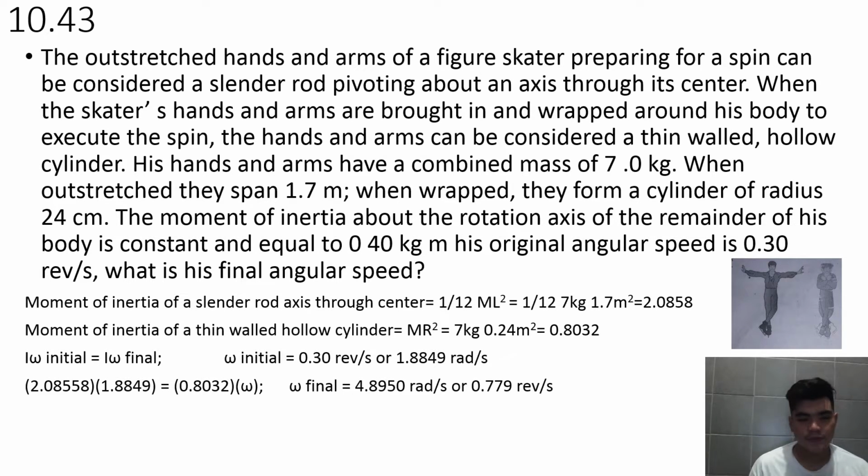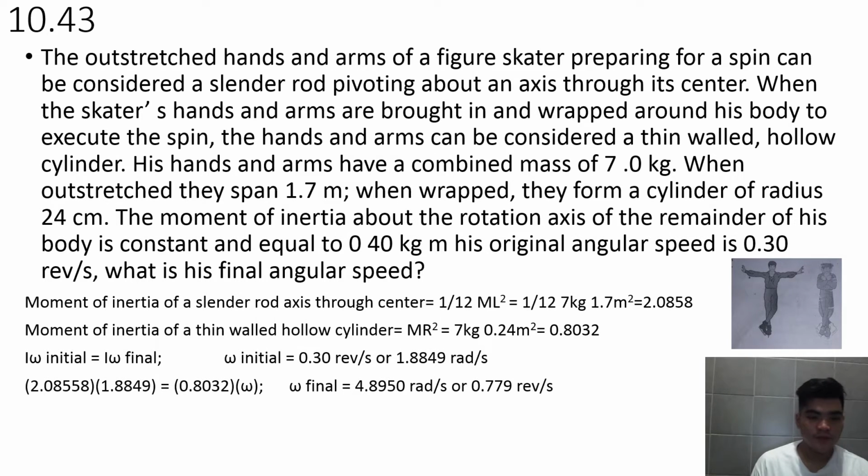So first, we find his moment of inertia when his hands and arms are outstretched. The formula for this is 1/12 mass times length squared. The mass of his arms and hands is 7 kilograms, and the length is 1.7 meters squared. This will yield 2.0858.